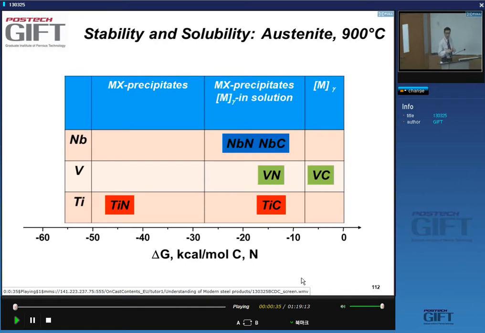What does this table mean? In effect, most of the time, titanium nitride is so stable that it will bind the nitrogen already in the liquid metal. Yes, it's a very efficient way to stabilize, as we say, the steel, yeah? So that there is no free nitrogen in the steel.